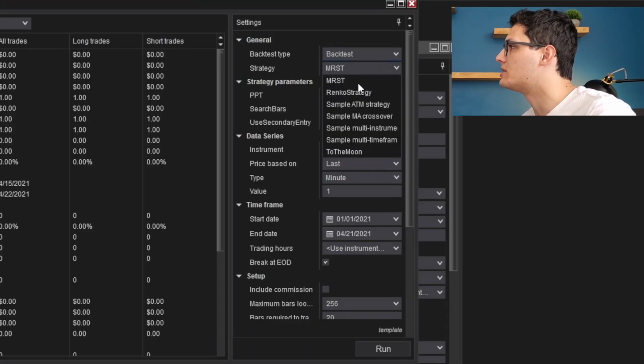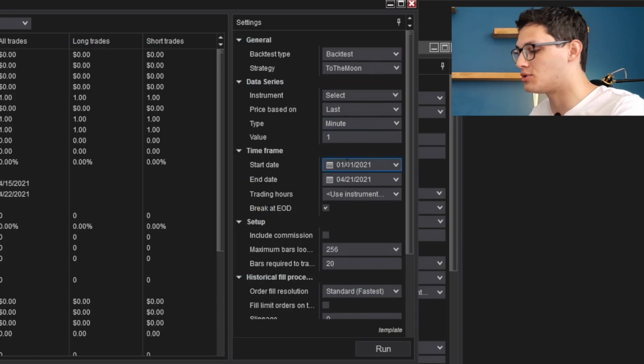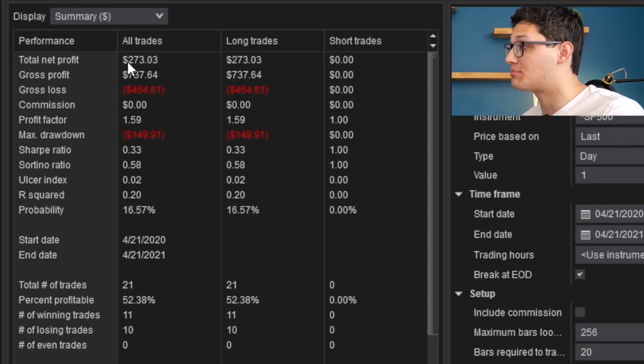Okay, we're going to change this to the Moon strategy. Let's change this start date to match what we did before. So let's first run it over a 1-year period. Remember, for the MSRT, it didn't make any trades, so the profit was $0 over a 1-year period. So if we run this To the Moon run, we made a net profit of $273.03 over a 1-year period using this method.